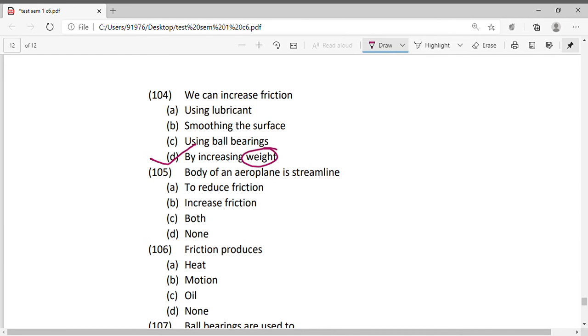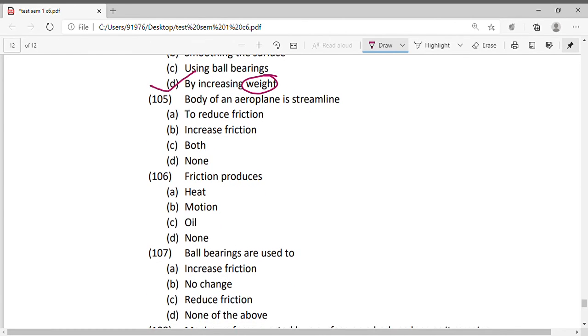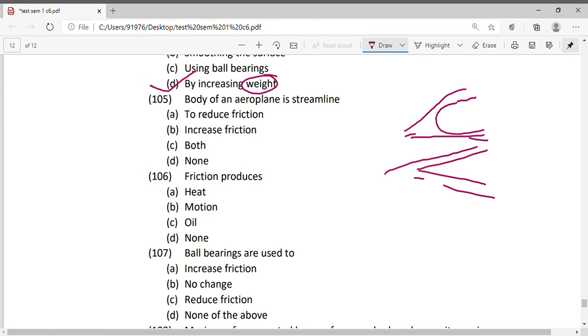The body of an aeroplane is streamlined. Now it is streamlined so that it can easily cut through air. That's why especially fighter planes have a pointed nose, or even flying aircraft, so that air can easily pass through it. So the body of an aeroplane is streamlined to reduce friction. So the answer is A, that is to reduce friction.